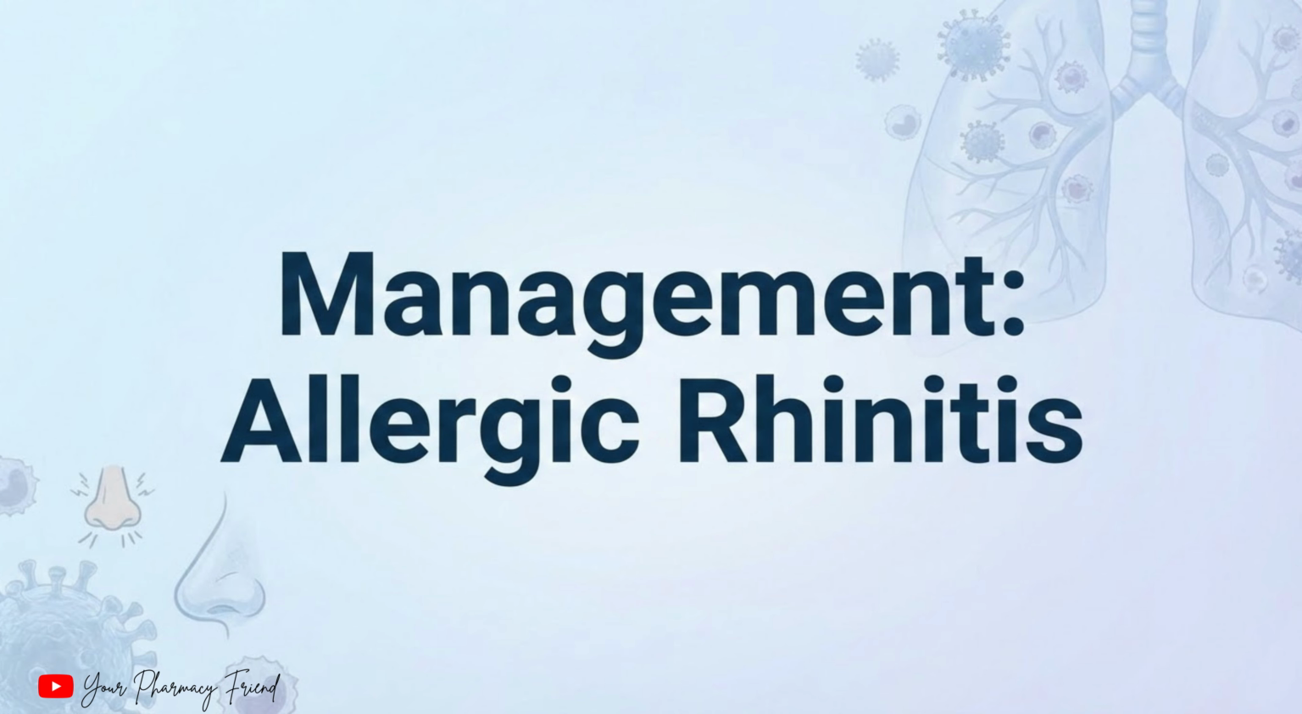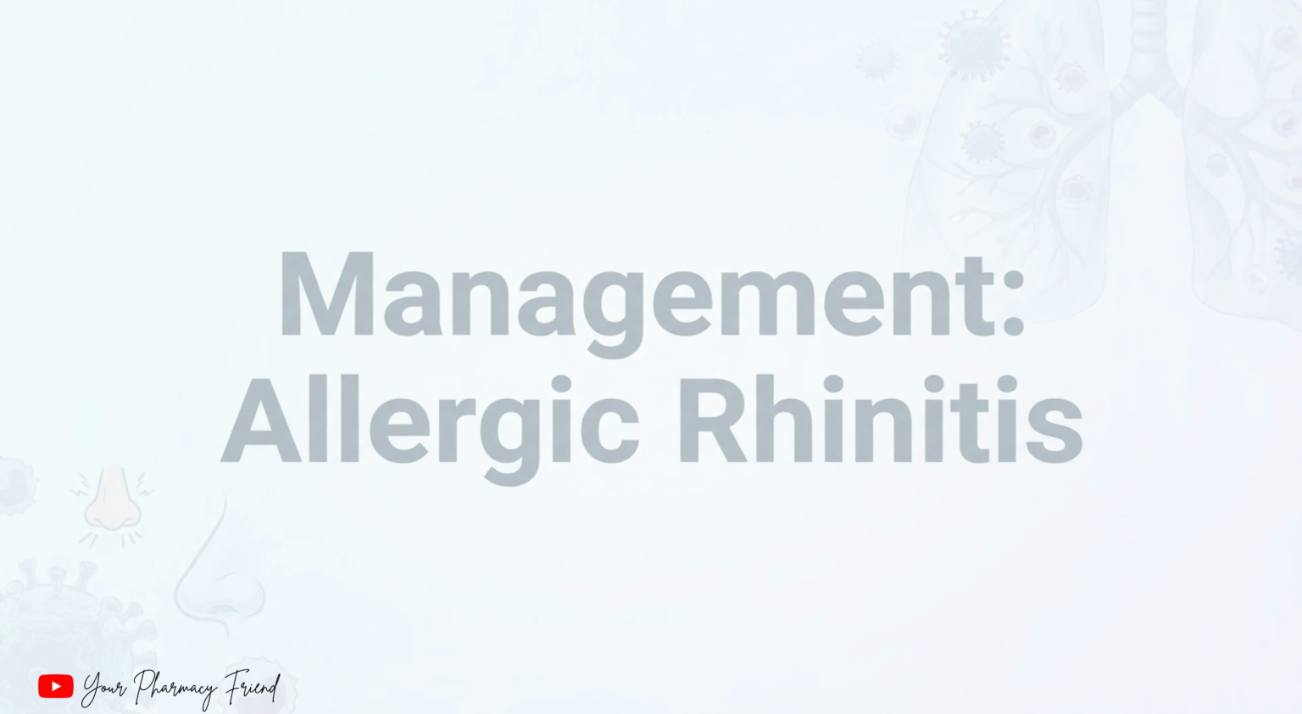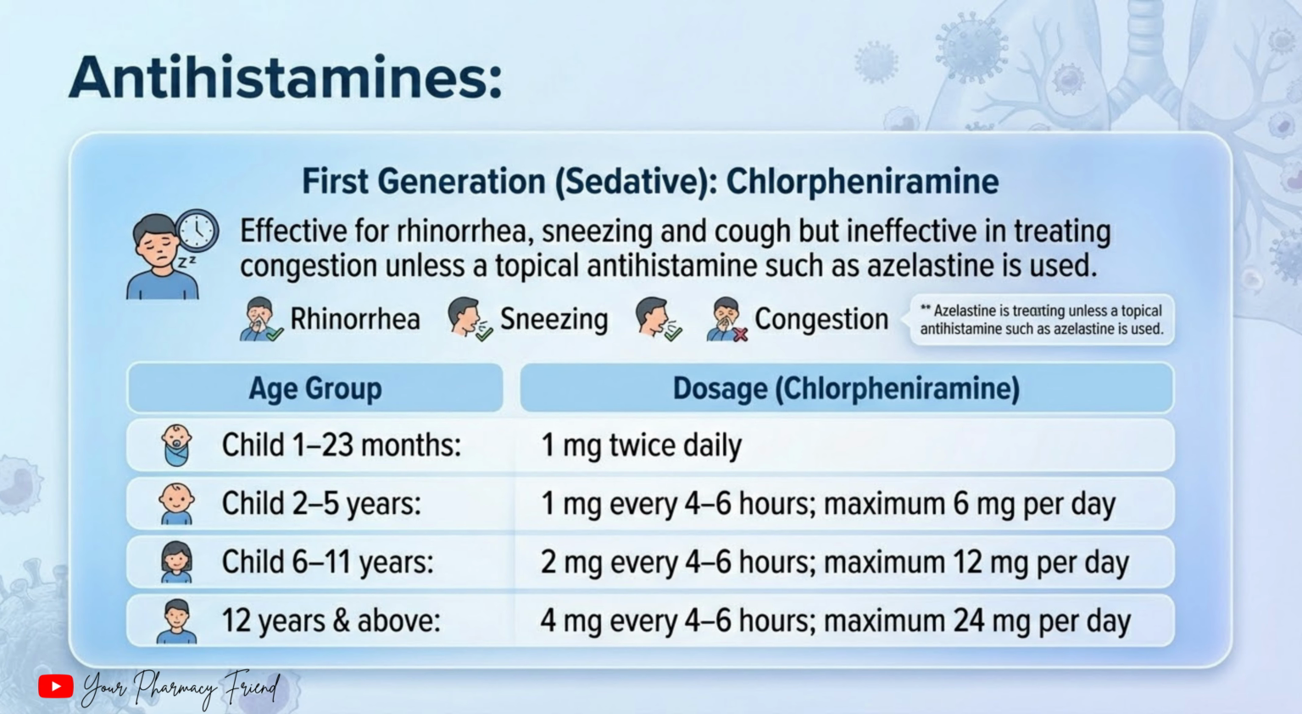Now, let's explore the management for allergic rhinitis. First generation, or sedative, antihistamines like chlorpheniramine are effective for rhinorrhea, sneezing, and cough. They are less effective for congestion unless used with a topical antihistamine like azelastine. Age-appropriate dosing must be followed carefully.